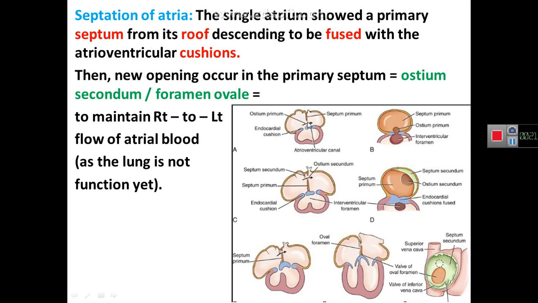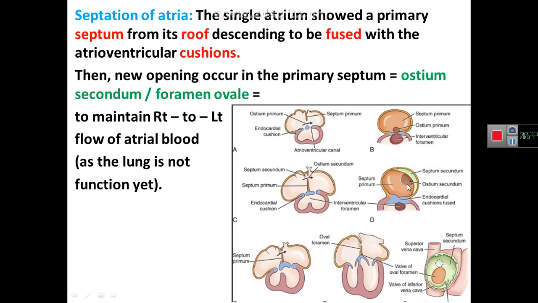Because of that, just before closure of the ostium primum between the primary septum and the cushion, there will be a formation of a new opening in the primary septum. Just before closure of the primary ostium, there will be a new ostium in the primary septum to keep blood flow from the right atrium to the left atrium.